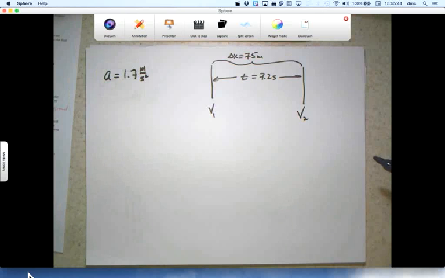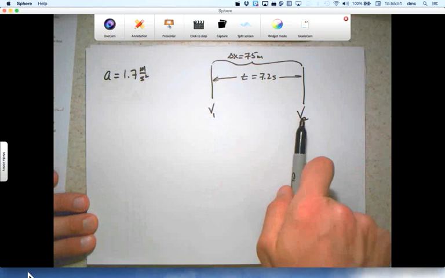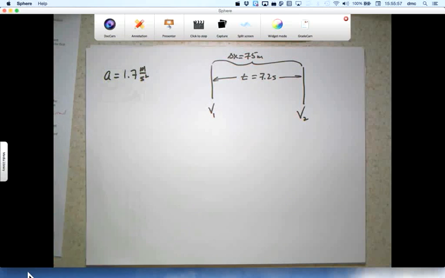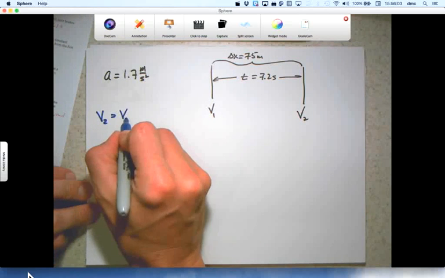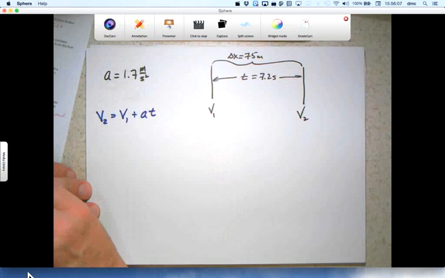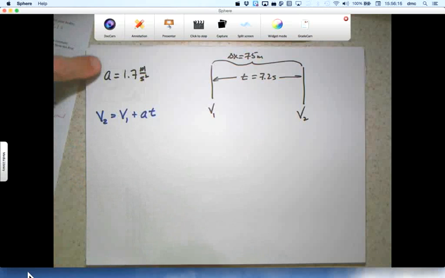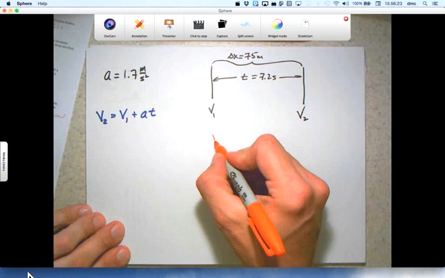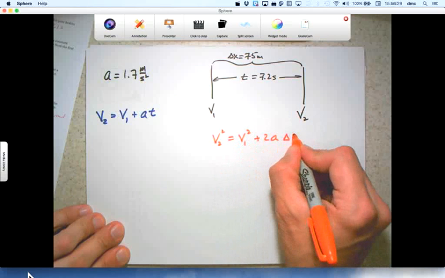And so I've got two unknowns. Equations to use, well, one using the two velocities, the acceleration and time, would be that the second velocity would equal the first velocity plus the acceleration times time. Secondly, we might use the acceleration, the two unknown velocities, and the displacement. And that equation is that the final velocity squared is equal to the initial velocity squared plus 2 times the acceleration times the displacement.